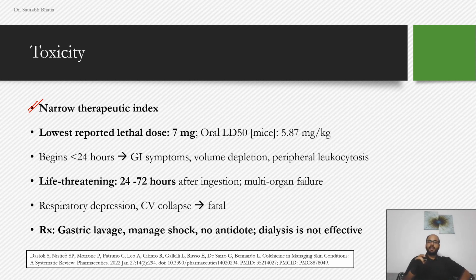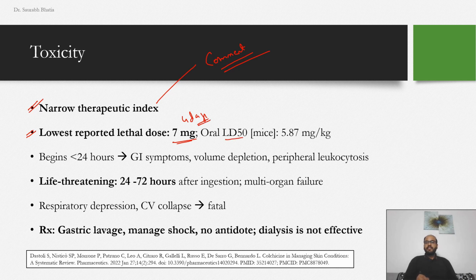It has a narrow therapeutic index. That means these two levels lie very close to each other. So you have to be very careful in using drugs with a narrow therapeutic index. Okay. If anyone knows about other drugs which have a narrow therapeutic index, please write that in the comment section. Let us have a list of drugs which have a very narrow therapeutic index in skin so that we are more careful. The lowest reported lethal dose was about 7 milligram over a 4-day period.